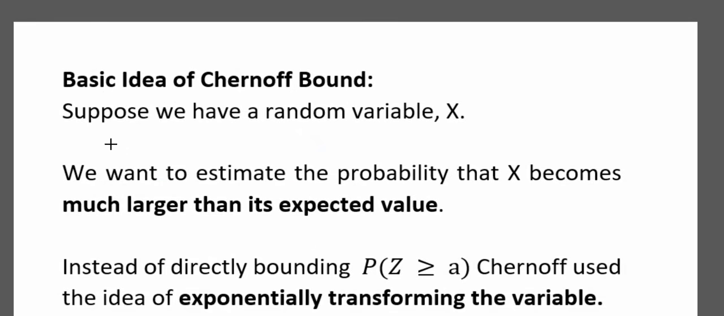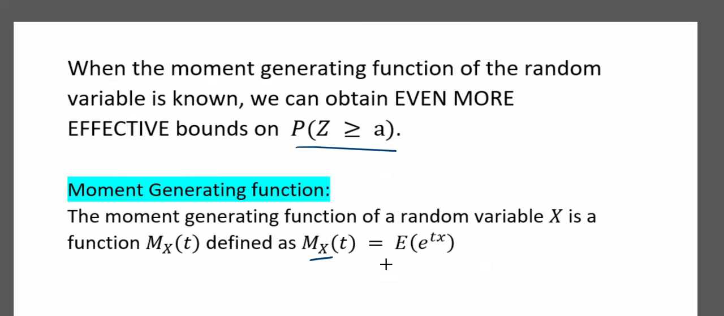So what's the basic idea of applying a Chernoff bound? Suppose we have a random variable X and we want to estimate the probability that X becomes much larger than its expected value, E of X. So instead of directly bounding X greater than or equal to a, what Chernoff bound does is exponentially transform the variable. When it exponentially transforms the variable, we will be able to apply the MGF to the random variable and make it much stronger to find the bound for any given value.